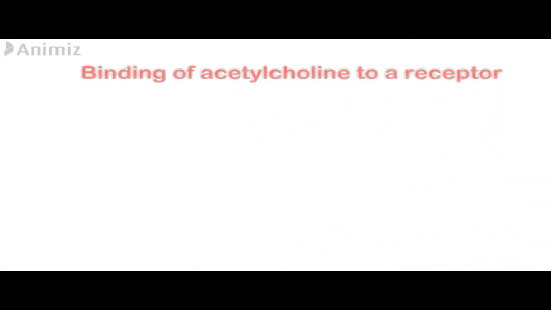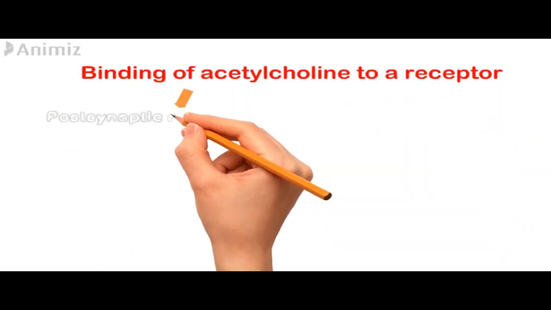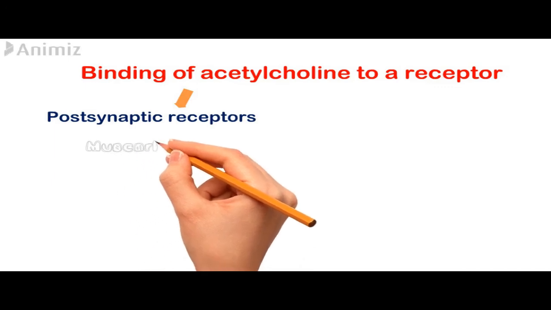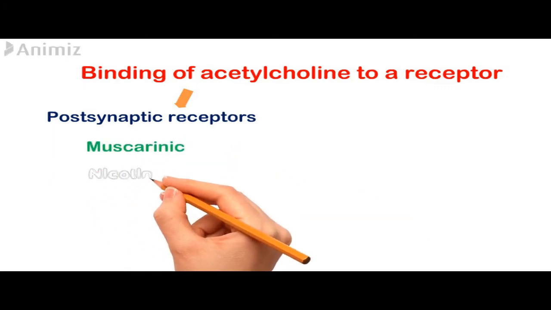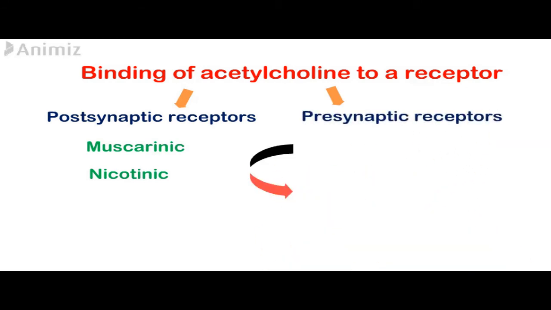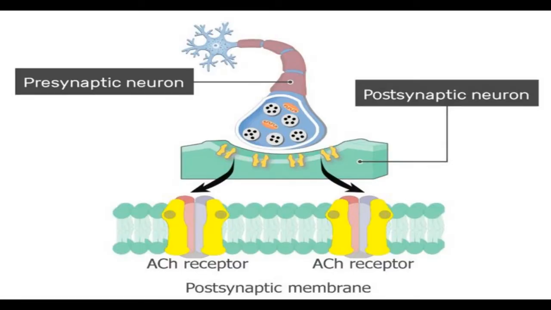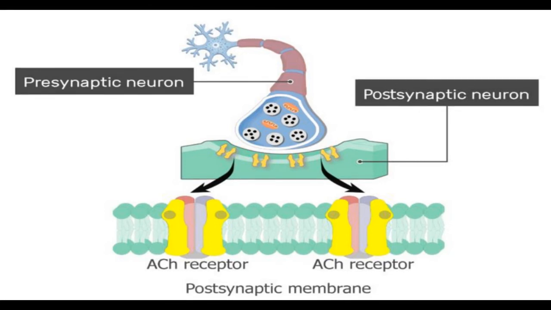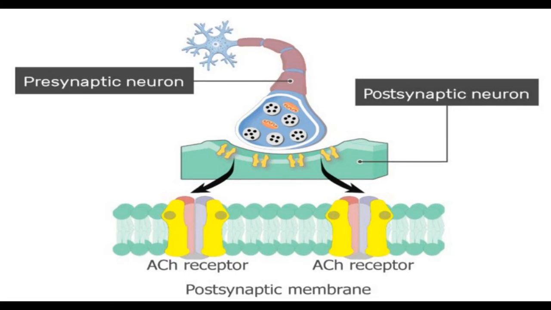(4) Binding of acetylcholine to a receptor. Acetylcholine released from the synaptic vesicles diffuses across the synaptic space and binds to postsynaptic receptors on the target cell, to presynaptic receptors on the membrane of the neuron that released the acetylcholine, or to other targeted presynaptic receptors. The postsynaptic cholinergic receptors on the surface of the effector organs are divided into 2 classes, muscarinic and nicotinic.